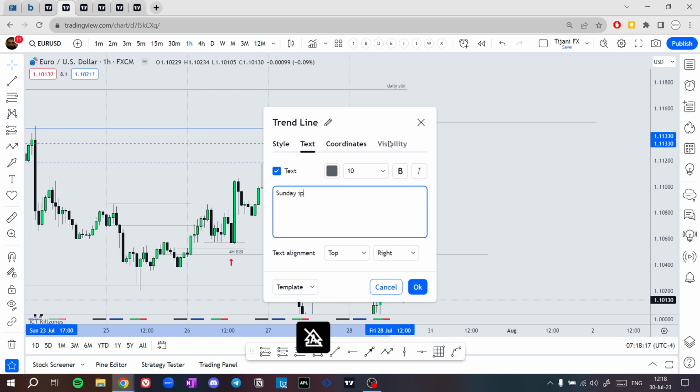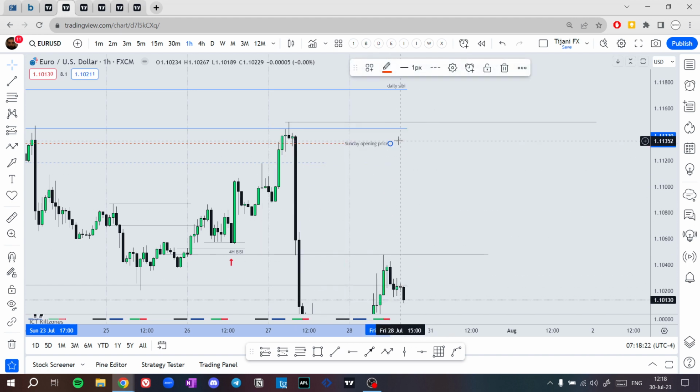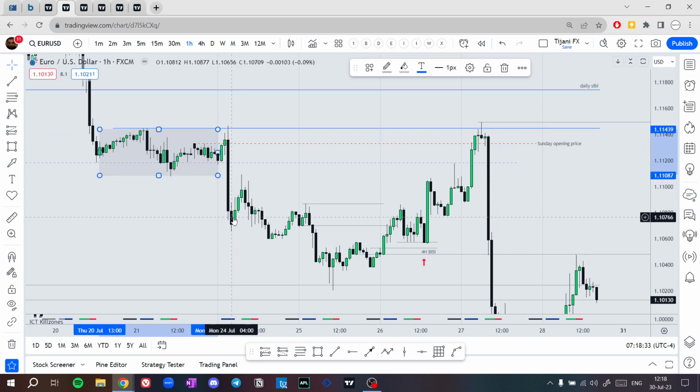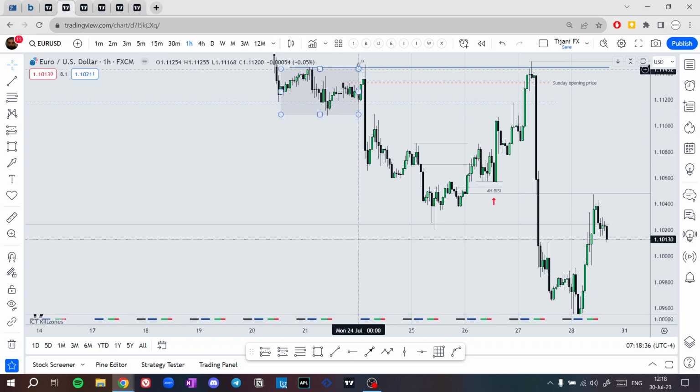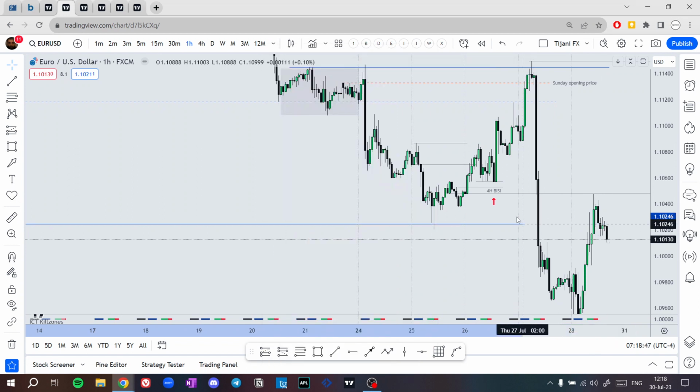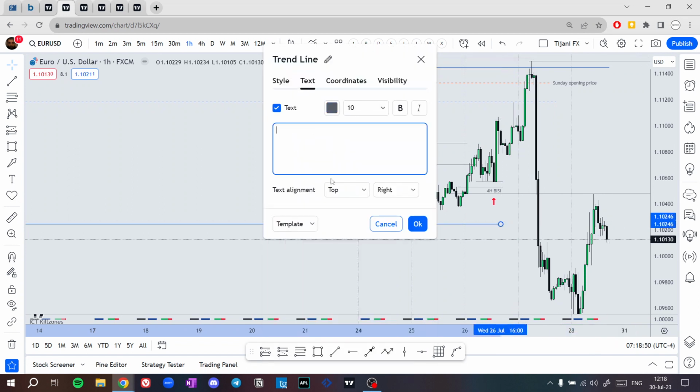Sunday opening price. Right? So what we see is that price went higher above this accumulation during Monday, then dropped lower, confirming that price is dropping to our level, to our weekly mitigation block here. This is the weekly mitigation block at discount of the weekly range.